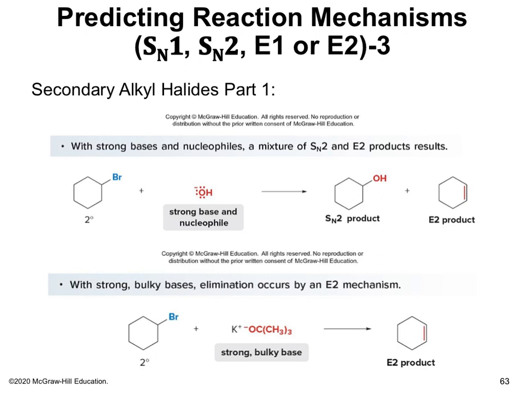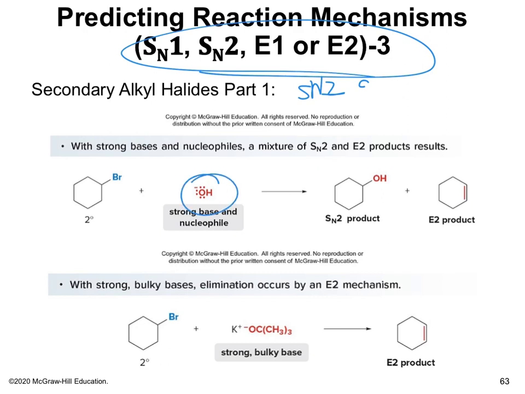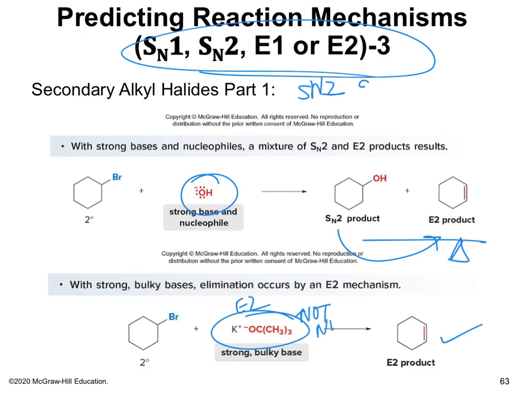Now secondary, we got to decide between SN2. These are the ones you're like, could be any of them, right? So if it's a strong base, you're going to probably get a mixture. If it's heat, then I would go with my major product being E2. If you have a bulky base, it's going to be E2 because it's a non-nucleophilic base and it's strong, so it's going to be E2.